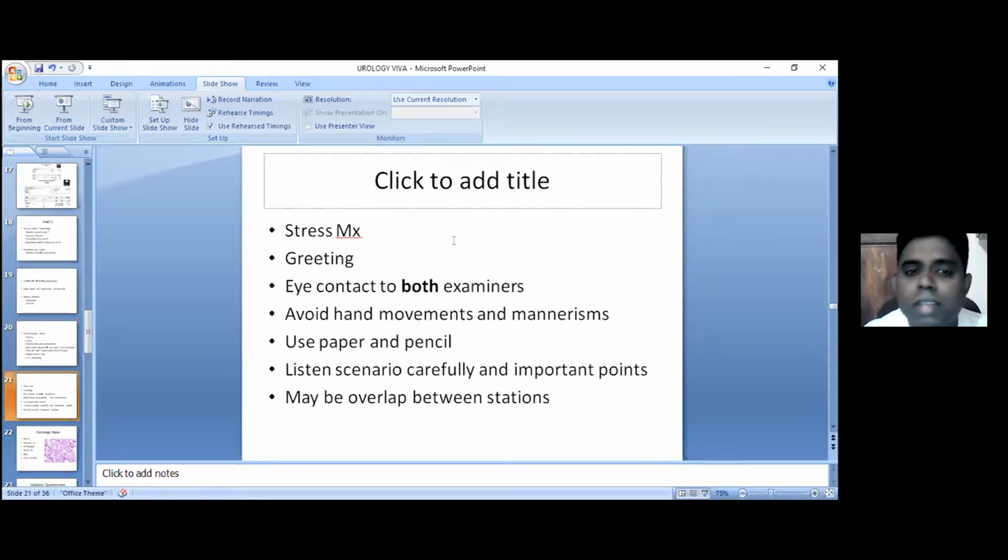So how to manage stress: you have to say good morning, good afternoon to the examiners. You have to have eye contact with both examiners. These we all know that you have done in Part 2. And we have to avoid mannerisms, like showing the hands and things.